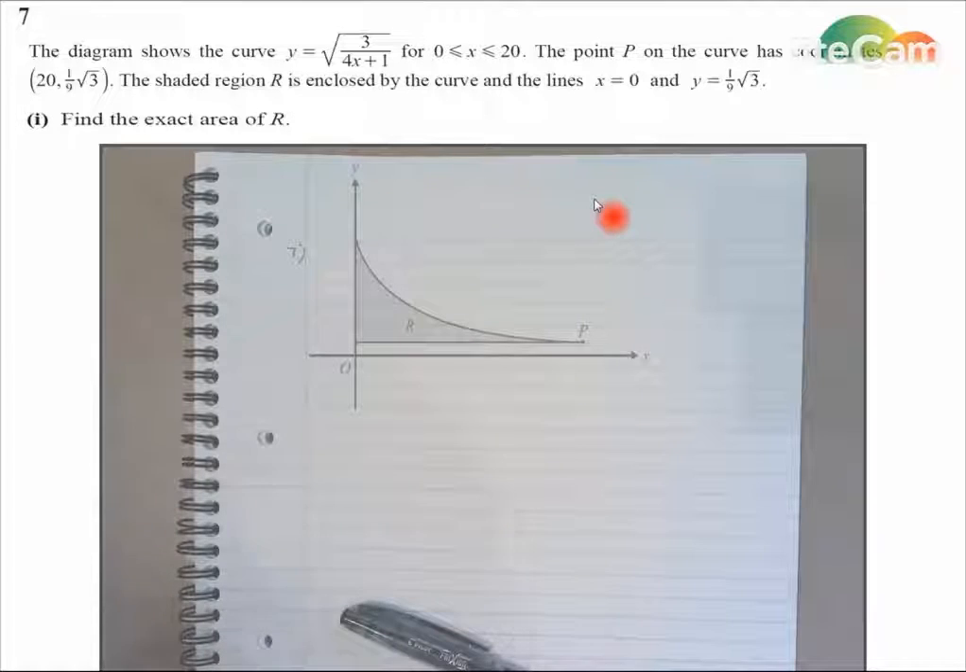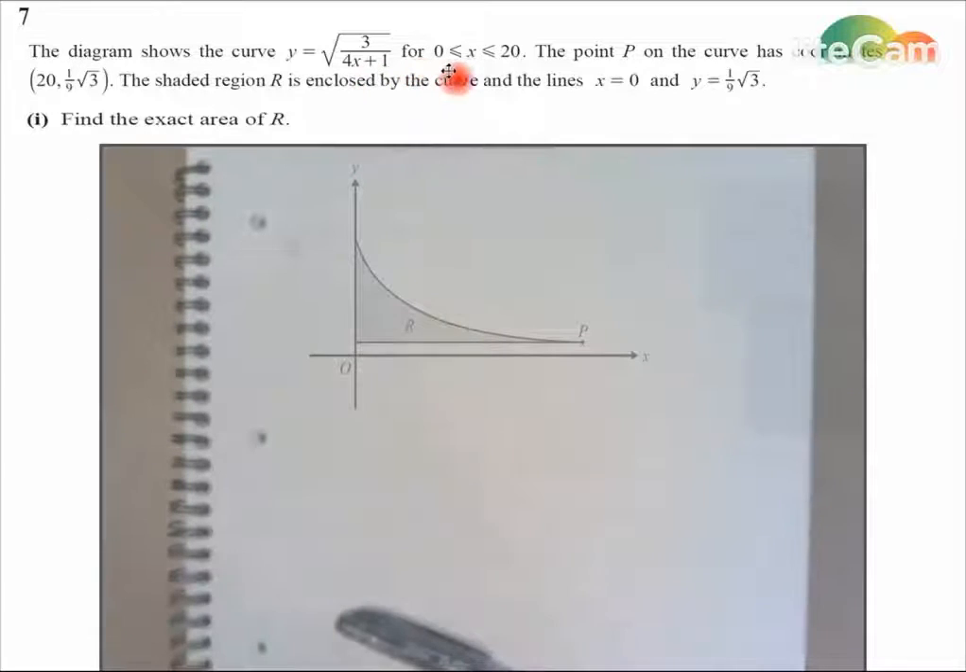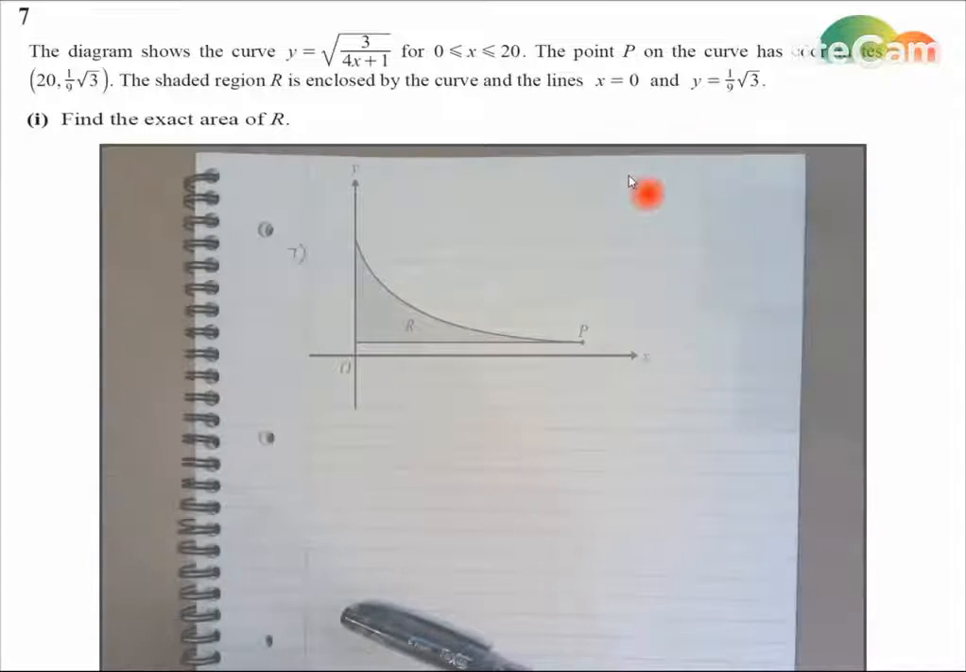Question 7. The diagram shows the curve y equals root 3 over 4x plus 1 between 0 and 20. So that's this diagram here. The point P on the curve has coordinates 20 and 1/9 of root 3. The shaded region is enclosed by the curve and the lines x equals 0 and y equals 1/9 root 3. Find the exact area of R.